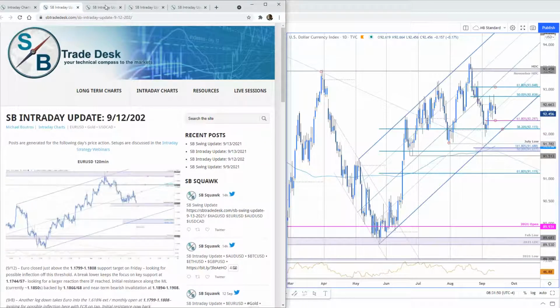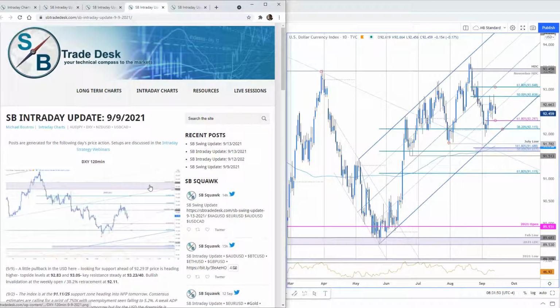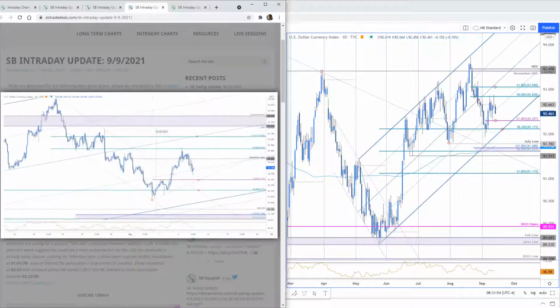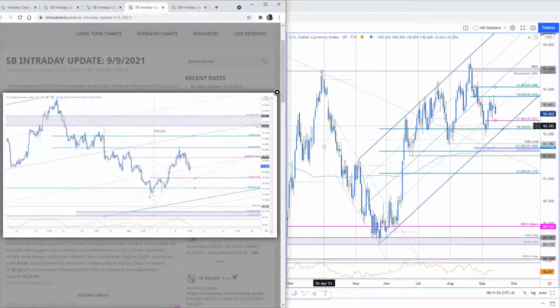Here's what the dollar looked like on the 9th. We had already made that stretch into the 50% retracement. We'd already pulled back, and we were essentially looking for that exhaustion high into the close of last week. We opened up this week with another run at it, and then we failed again. Here's what it looks like on the daily chart.